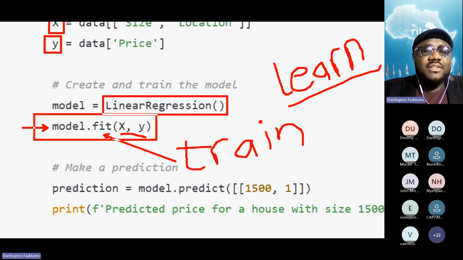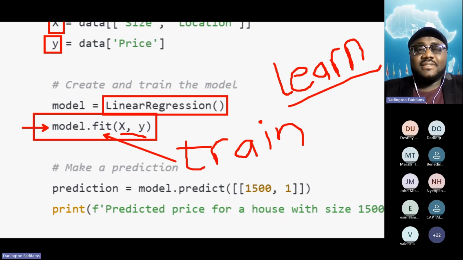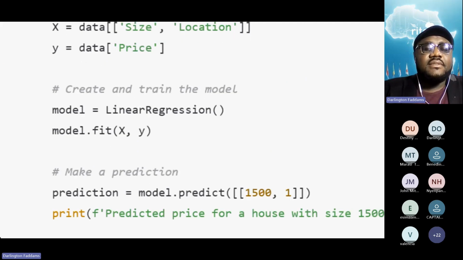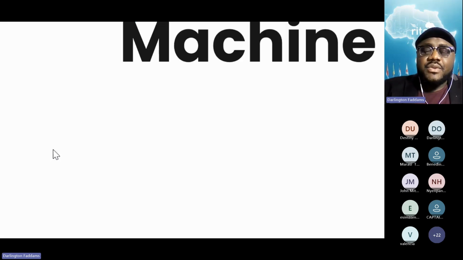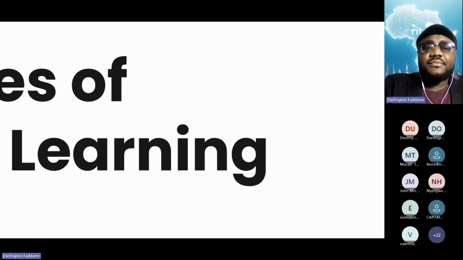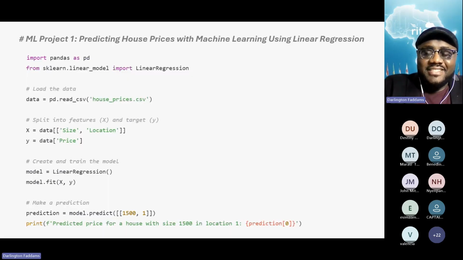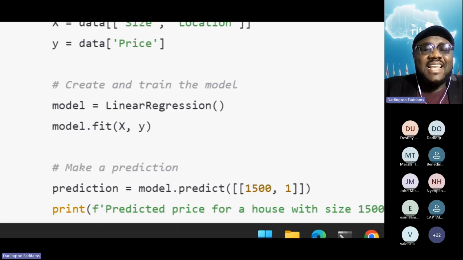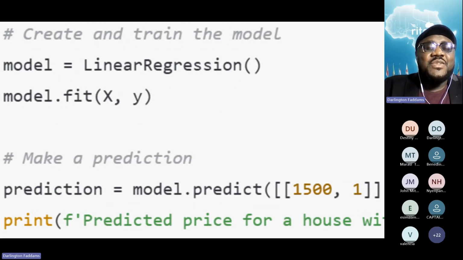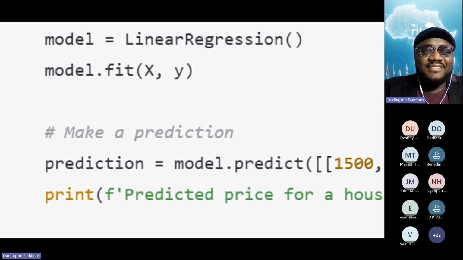That training that we talked about, this is where it takes place. This is where the model becomes intelligent. After it becomes intelligent, now we can use it. How do we use it? We can use it to make predictions. So the last line here, we are now using our intelligent AI model.